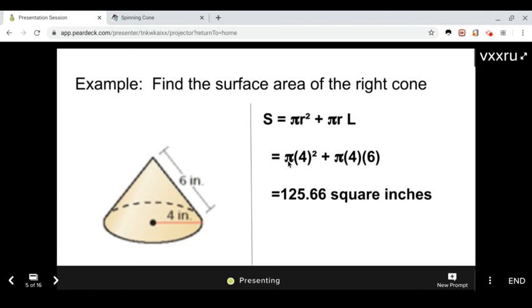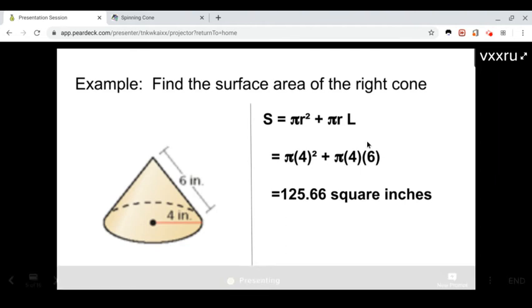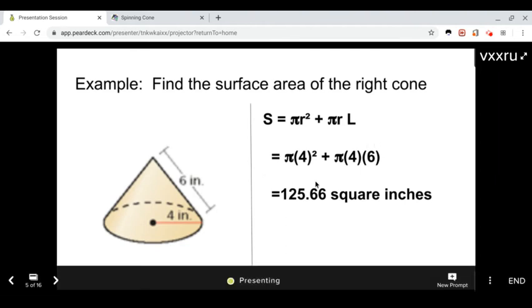Before, earlier in geometry, we had been using just 3.14 to make the calculations, but now that we're trying to get a little bit more precise and accurate, we're only going to be using the pi function or the pi button, so just make sure that you do have that. Otherwise, it's going to be slightly off. So in this case, our answer was rounded off to 125.66 square inches because it's area, it is square.